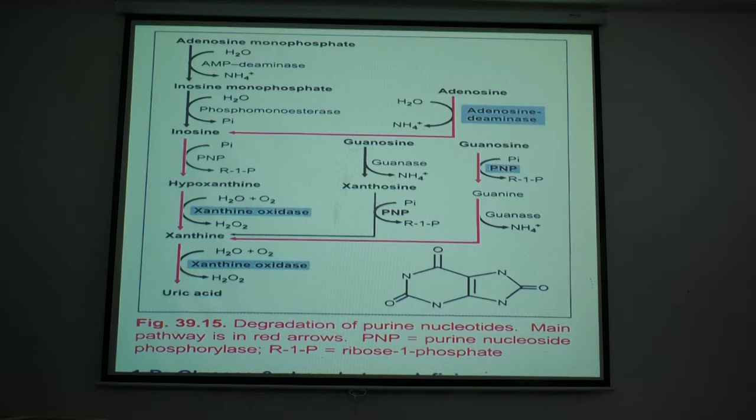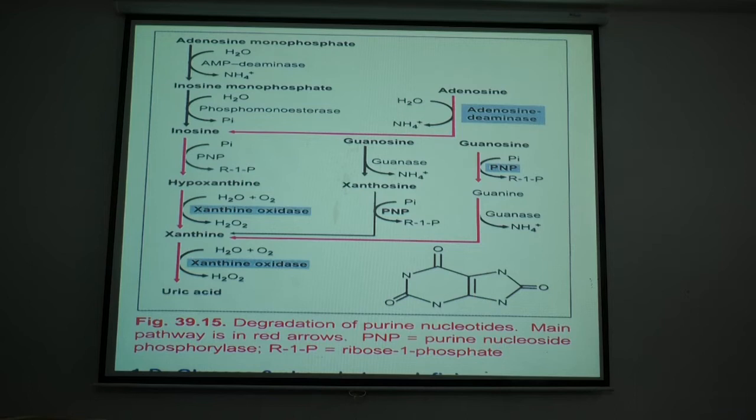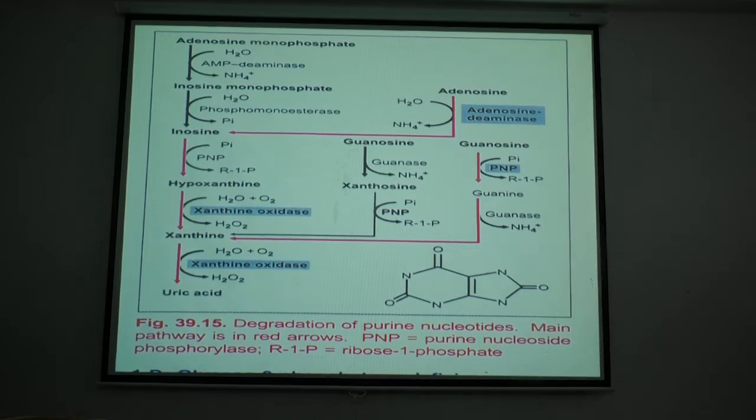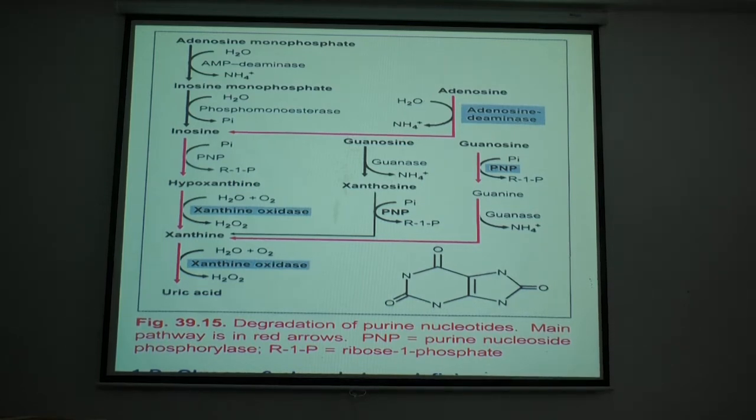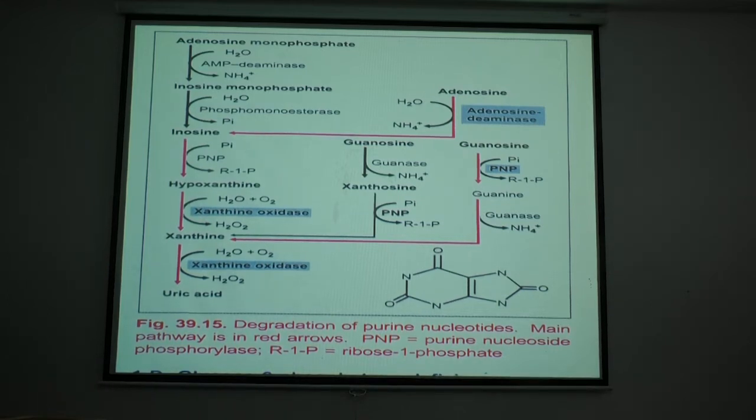So what will happen? We give allopurinol drugs. What is the role of allopurinol? It will inhibit the xanthine oxidase enzyme, so that uric acid synthesis will be blocked. Allopurinol combines with xanthine oxidase and forms alloxanthine. That alloxanthine will be excreted, so synthesis of uric acid will be blocked.